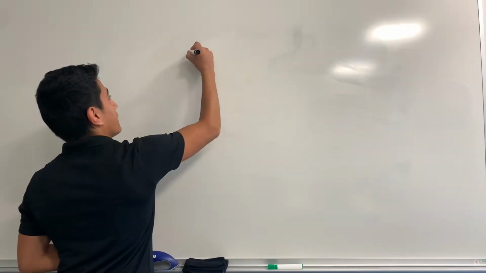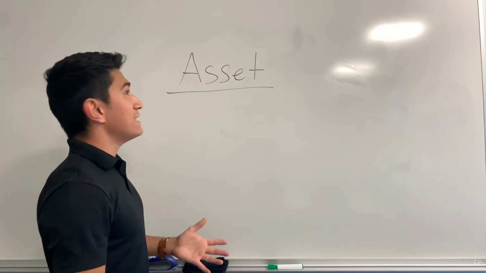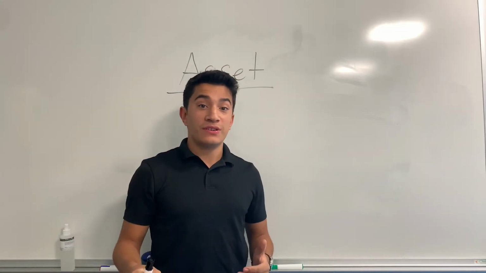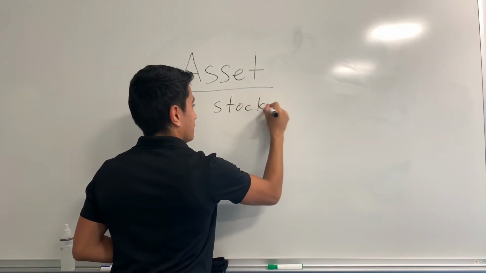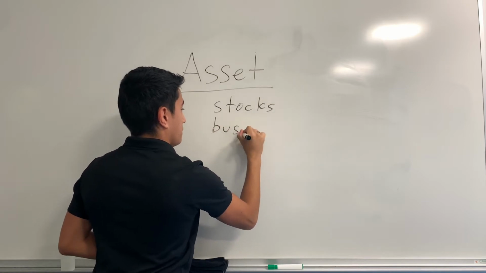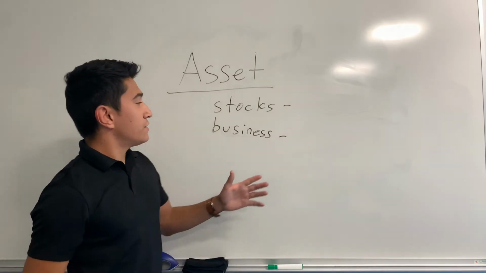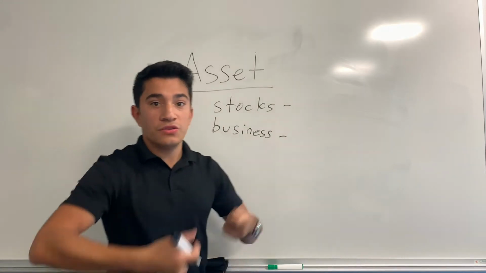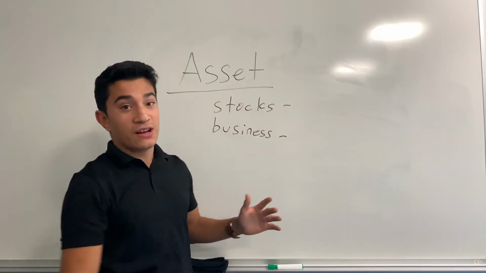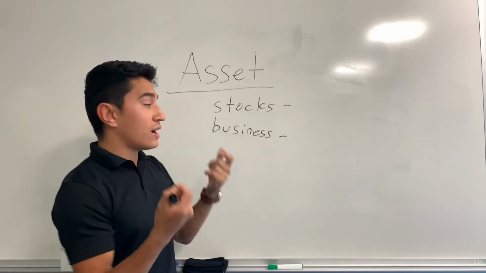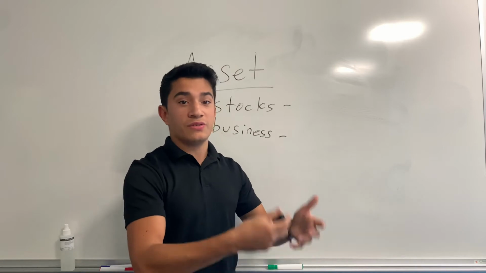So third word, asset. Now, what is an asset? An asset is an item that makes you money. This can be stuff like stocks, perhaps a business. With stocks, you go and buy stocks, and here we're talking about dividend stocks. So when we say assets, we're talking about things such as stocks and businesses that return money into your pocket or into your bank account.